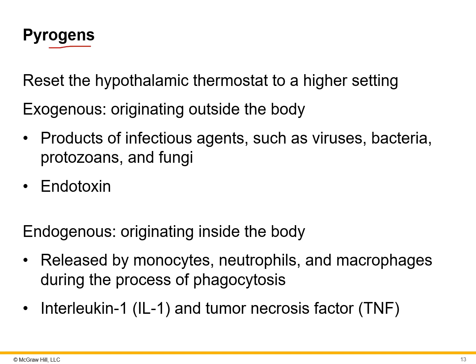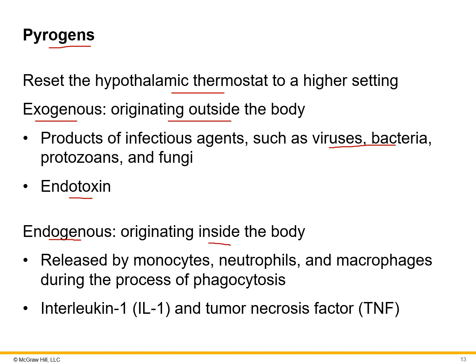So pyrogens is the term here that we use. This is actually a chemical that causes a fever. So again, it's intentionally telling the hypothalamus to increase the thermostat and make it hotter to cause that fever. There are exogenous pyrogens, as the name implies. They come from outside of the body. So things like viruses or bacteria, any type of invader, endotoxin, things coming from outside that cause a fever. Those are exogenous pyrogens.